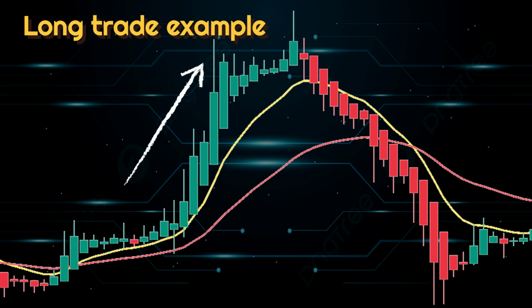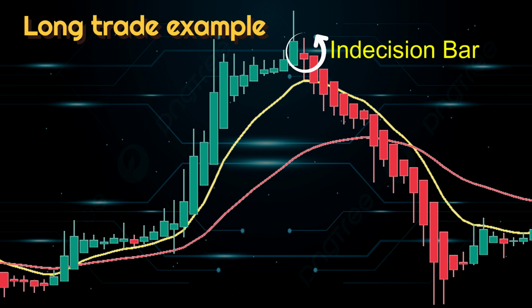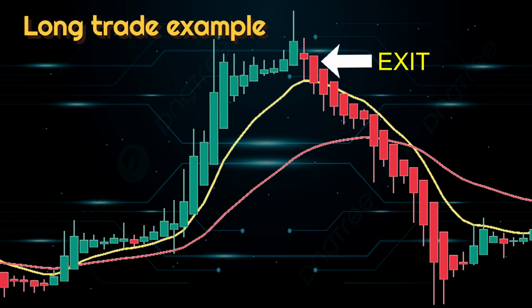Price did go up further before an indecision Heikin Ashi bar is formed. Immediately after the first indecision Heikin Ashi bar is formed, the next bar after that is a bearish Heikin Ashi bar. That's the signal to exit out of the trade, and fortunately for us, price did eventually go much lower after we exited the trade.